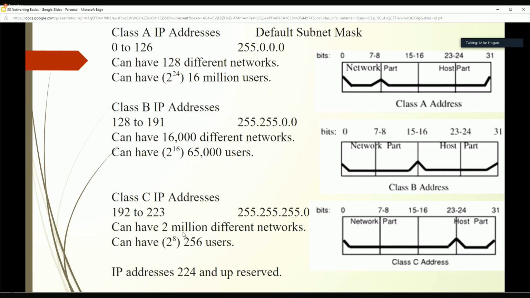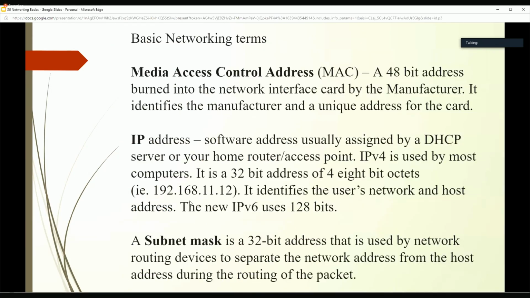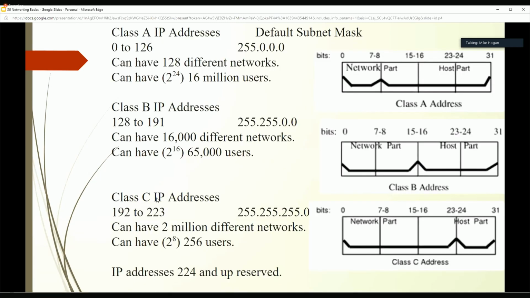For example, in our example, we had this notion of 192.168.11.12. Well, that is a private class C address, right? 192 falls into that range. So when you purchase a router, it's plug and play, and you connect your network up and then start looking at your addressing, there's a great chance you're going to see some of those 192.168 numbers, because they are private addresses. They're not addresses that are going out on the network.